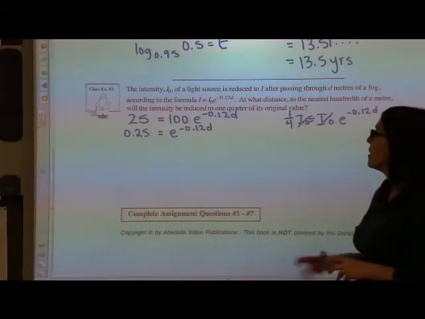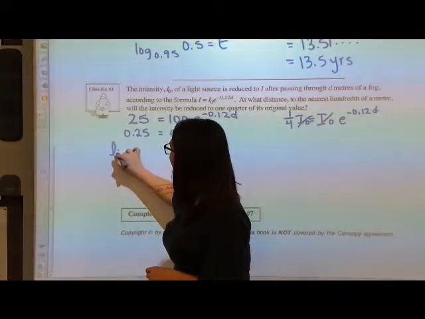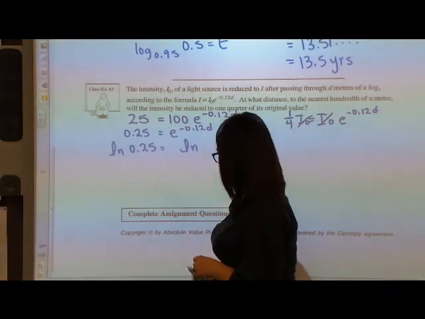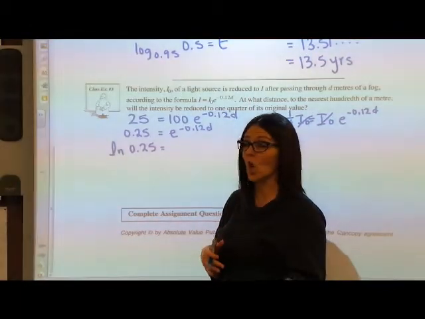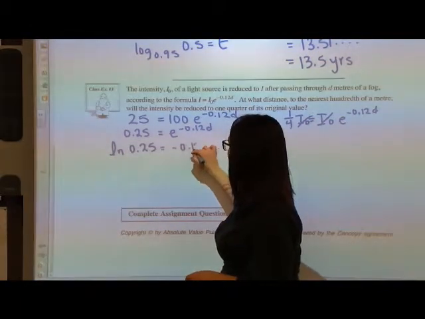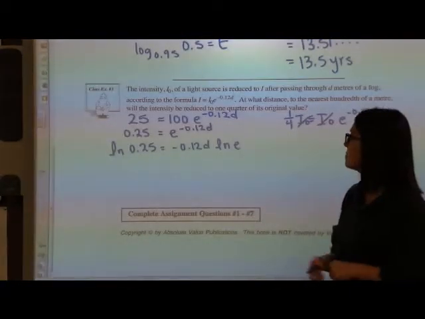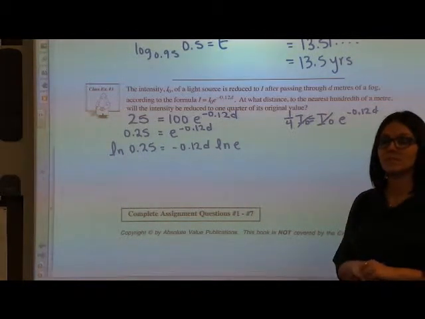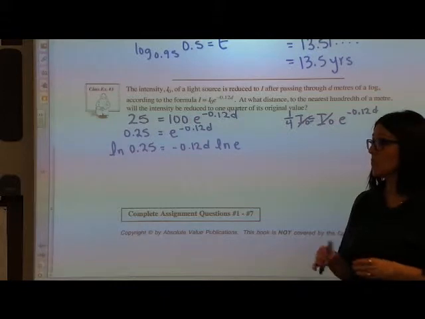Okay? So now on this side here, if I take the natural log of each side, the laws for the natural logs are the same as for common logs, so the exponent would come down. What do I know about the natural log of e? It's the same as log 10. Pardon? It equals 1. Okay.